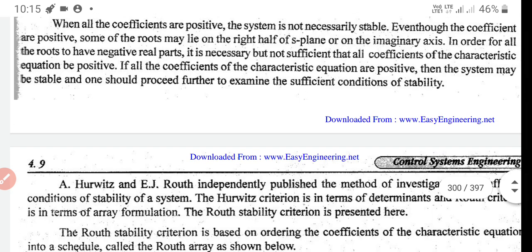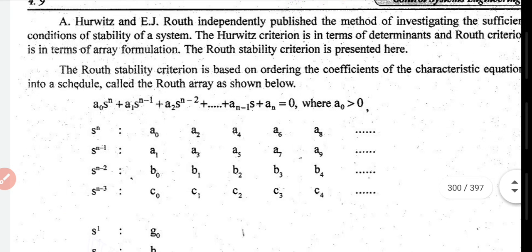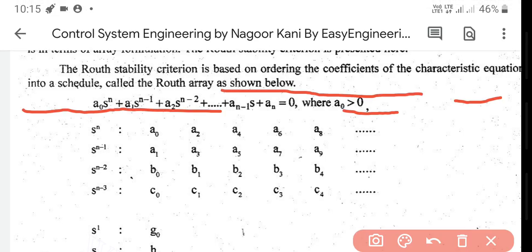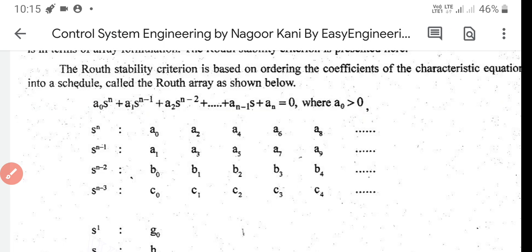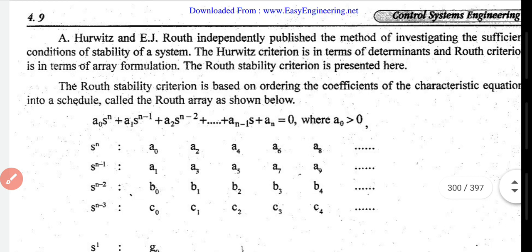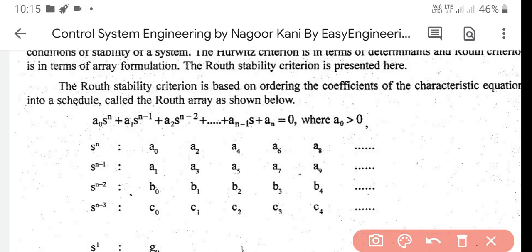Now, based upon that characteristic equation, you are going to have a particular array, that is nothing but the Routh array of the given system. How do you frame this Routh array? Let us consider a given characteristic equation: a0 s^n + a1 s^(n-1) + a2 s^(n-2) + and so on, + a(n-1) s + an = 0.